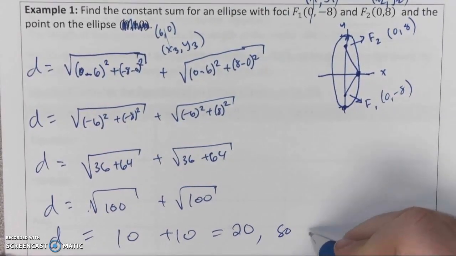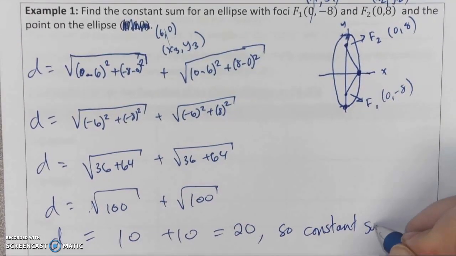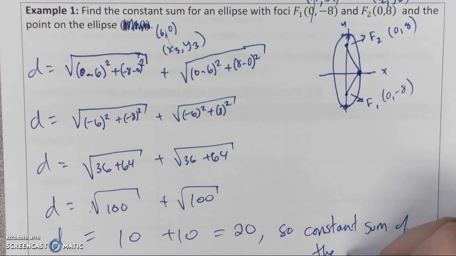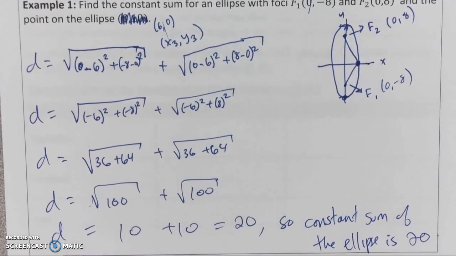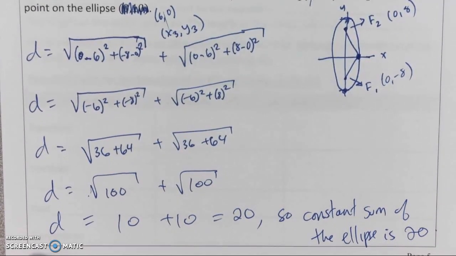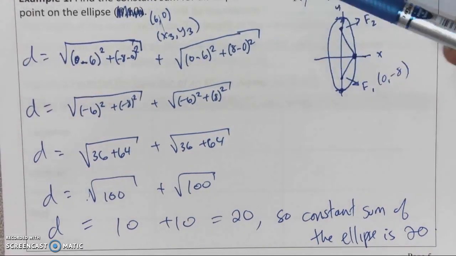So your constant sum of the ellipse is 20. And that's all you would really need to do to find a constant sum. You don't need to draw the sketch, you just need to use the formula.